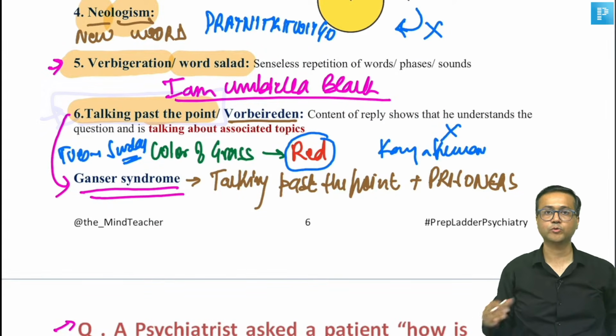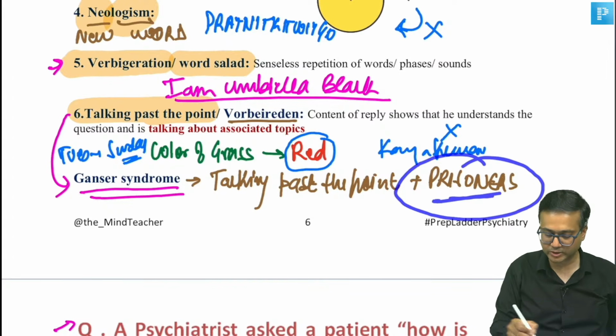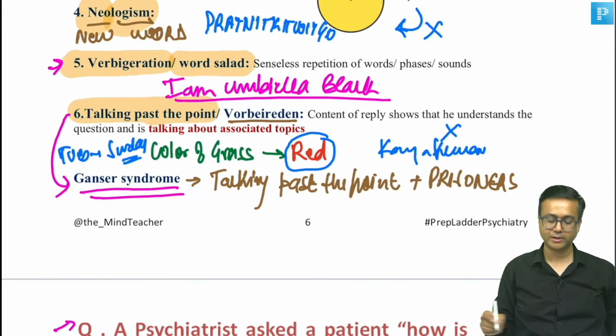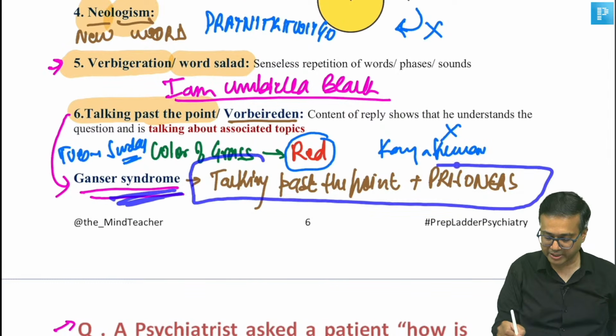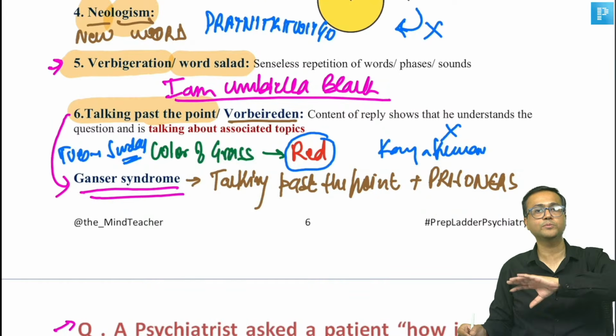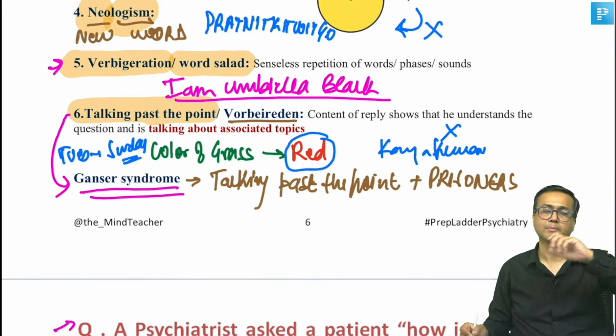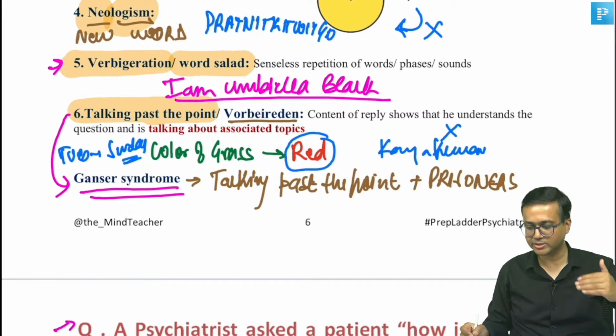But Ganser syndrome, I'll again repeat, Ganser syndrome, when talking past the point, was initially identified, seen, found in prisoners. So that was termed as Ganser syndrome. So remember, Ganser syndrome is when talking past the point was seen in prisoners. So Ganser syndrome seen in gangsters, you can remember it like this. But of course now we know it can be seen in other populations as well.